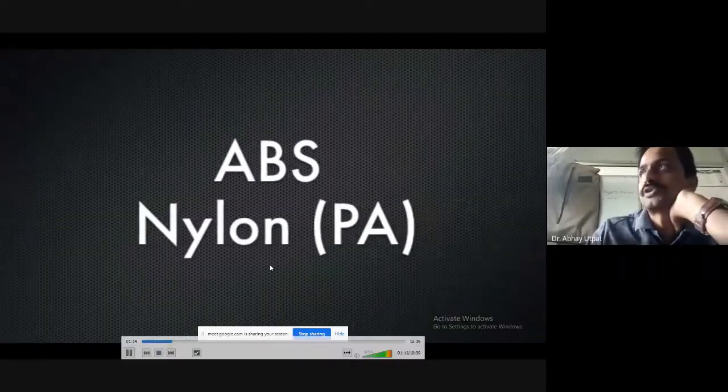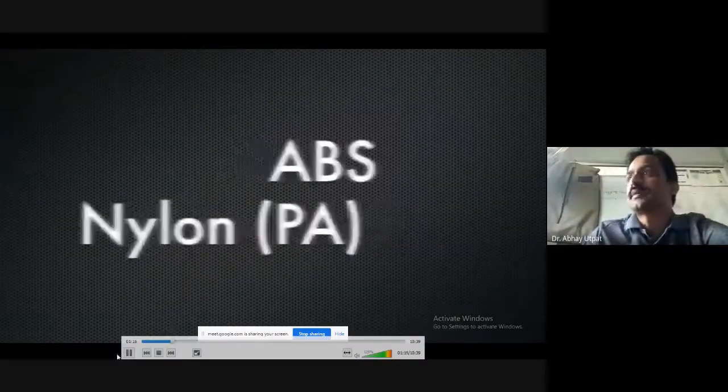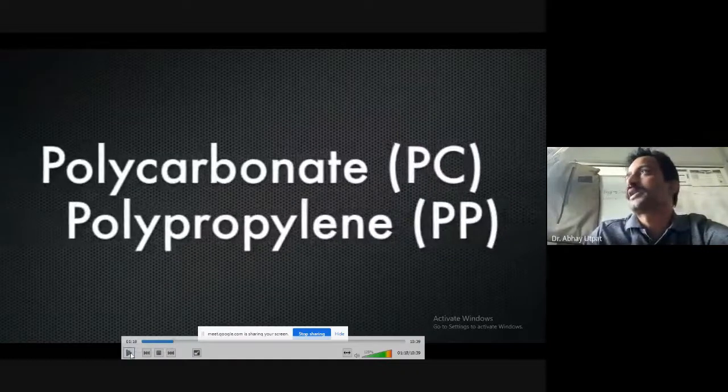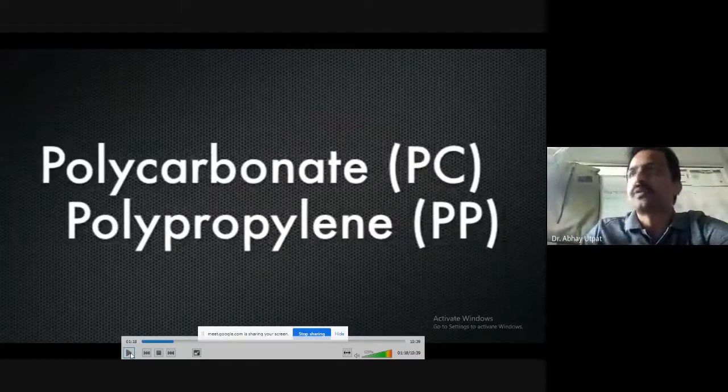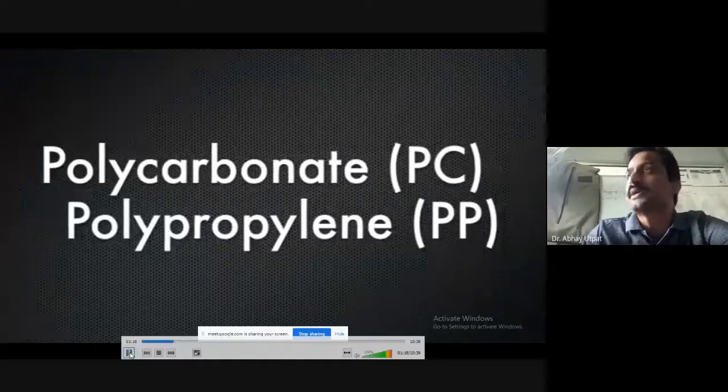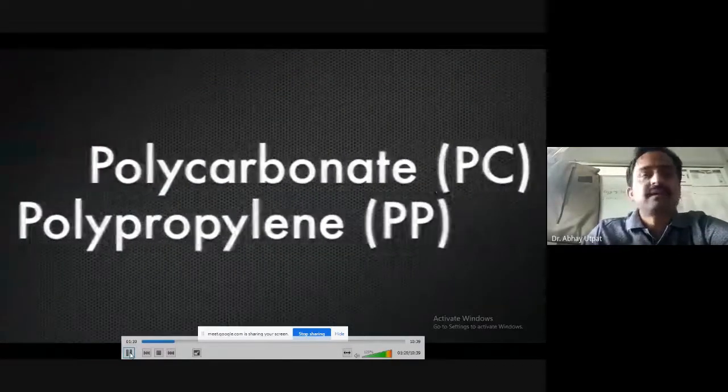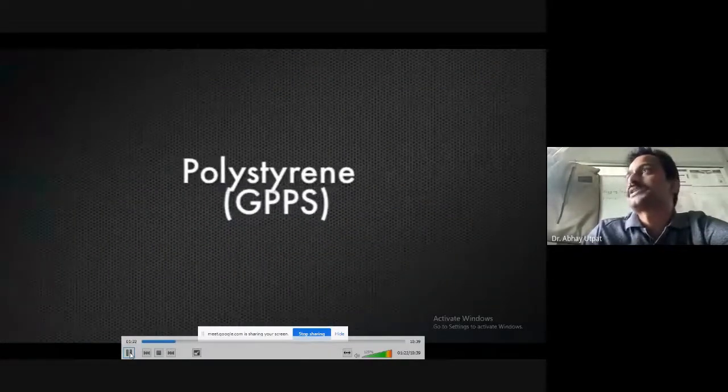Materials suitable for injection molding include ABS, which I told you about. Then polycarbonate, polypropylene. All this part I taught you. Earlier it was ABS, then PA, then polycarbonate PC, then polypropylene PP. Then next, polystyrene.